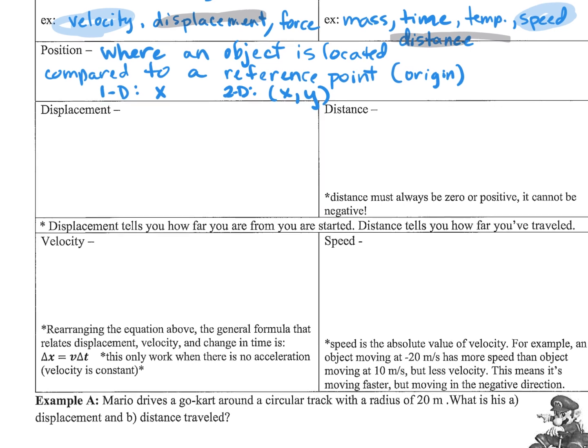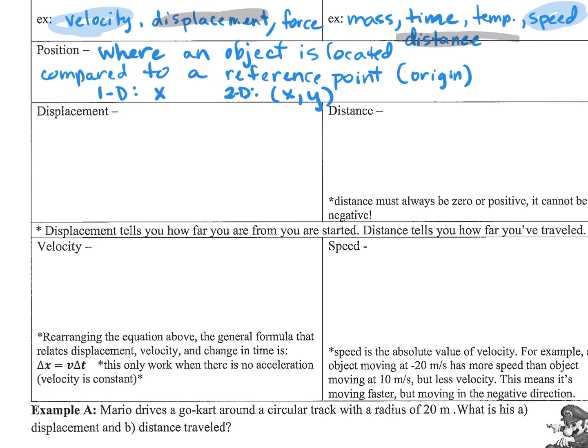So now, displacement is a change in position. It is denoted as delta x. Delta, the Greek letter delta, means change. So anytime you see a delta in front of something, it means change. That is the final position minus the initial position. And guess what? Delta x is a vector. That's why we put a hat on top of it. This is a vector.